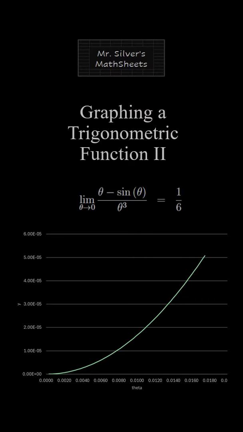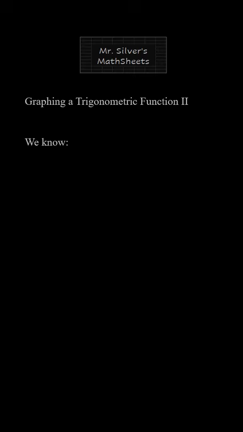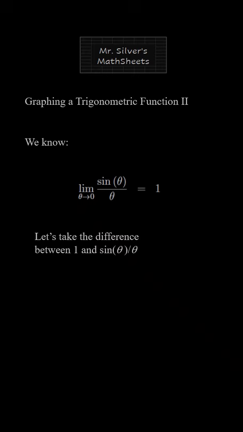Hello, we're going to talk about this limit. So we know sine theta over theta approaches 1 as theta approaches 0. But what about the difference between 1 and sine theta over theta? We're going to create a new variable, which is that difference, and we're going to see how it looks when it gets close to 0.